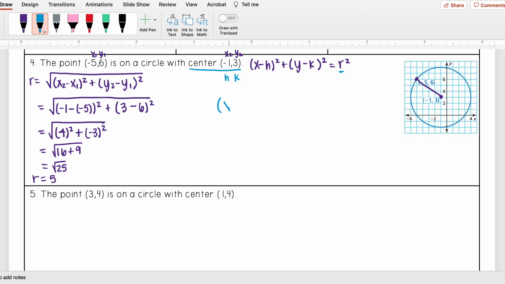Now I can plug those in to find the standard equation of the circle. So I have x minus h, which is -1, squared, plus y minus k, which is 3, squared, is equal to r squared, which is 5 squared. Simplifying that out, I have (x + 1)^2 + (y - 3)^2 = 25.